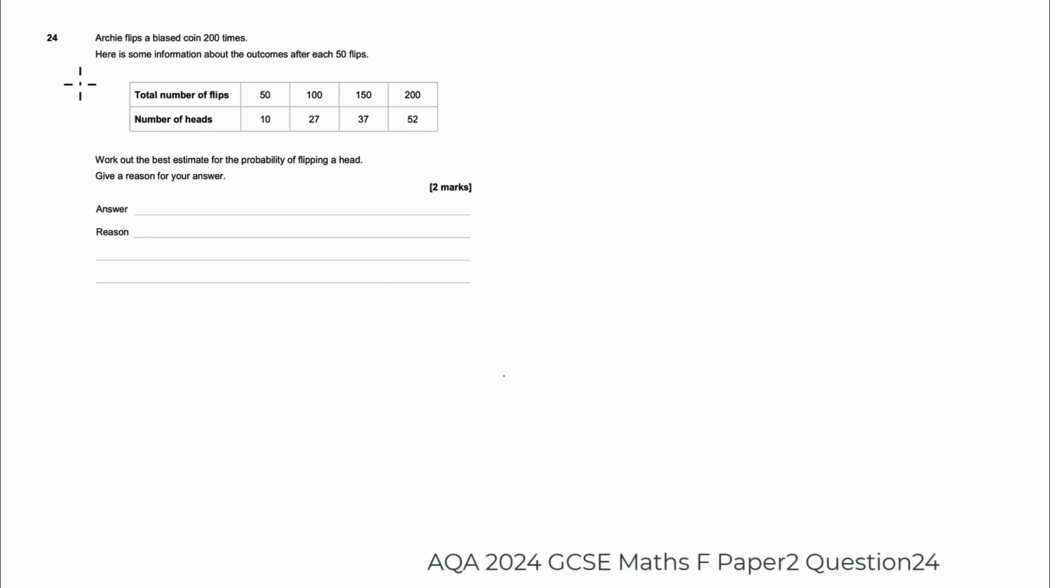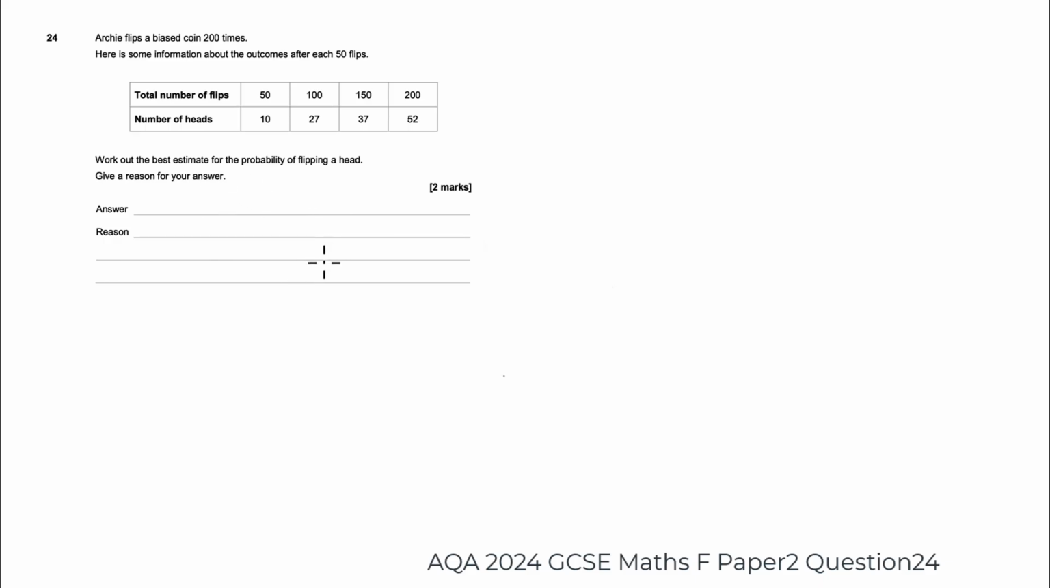So here's question 24. And here's Archie, who's flipping a biased coin 200 times. Now, biased would mean that there's more chance of one side of the coin turning up than the other side of the coin. There's not an equal chance of getting heads and tails. And here's information, and he's done a series of 50 flips, ending up flipping the thing 200 times. And we have to work out the best estimate for the probability of flipping a head and giving a reason for your answer.